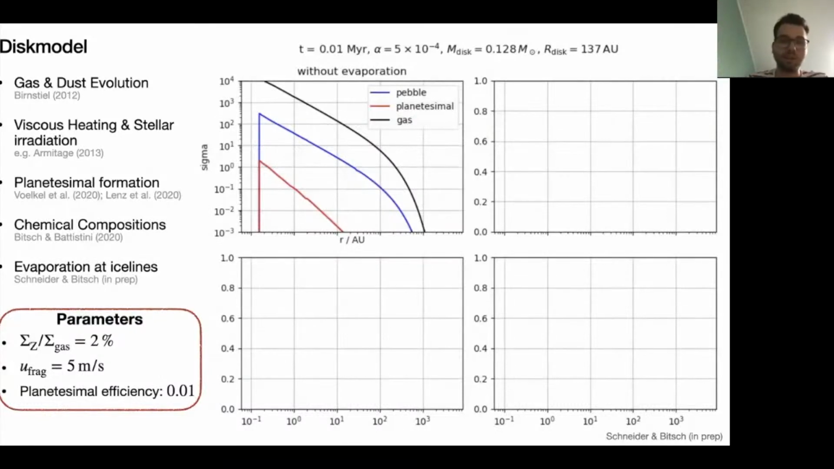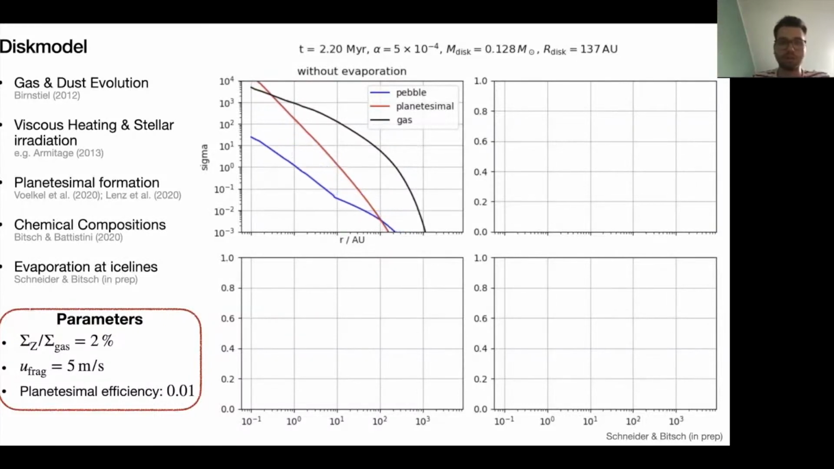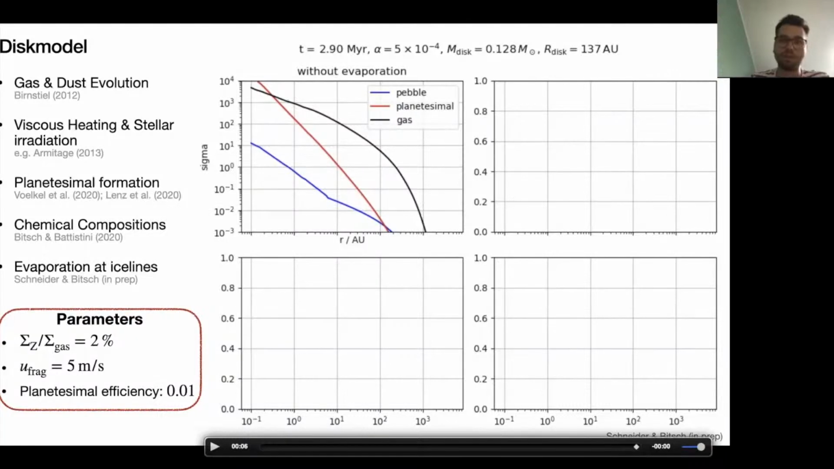So now let me show you some graphs of my disks. This is the surface density profile for pebbles in blue, planetesimals in red, and gas in black. And we now see the evolving disk for a static case, which means we have no evaporation. So in case of no evaporation, we will see that the pebbles drift inwards and get converted to planetesimals. And of course, the gas also moves a bit. So this was a disk with alpha 5 times 10 to the power of -4, a disk mass of 0.128 solar masses, and a cutoff radius of 137 AU.